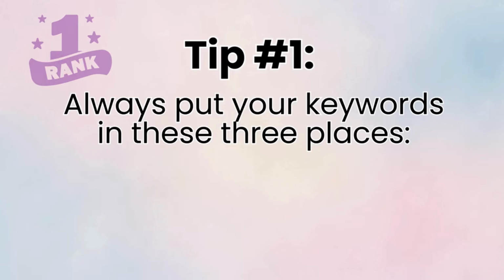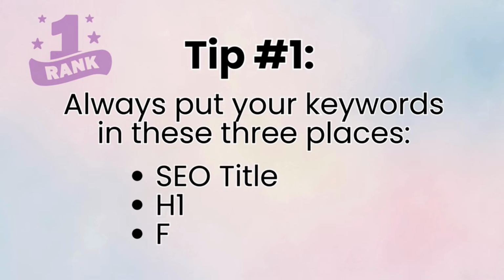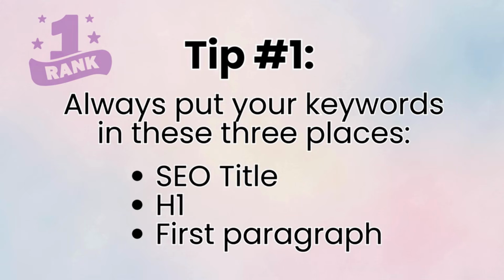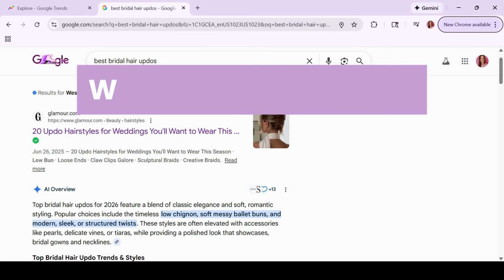Now, tip number 1, this is non-negotiable. This is something you should be doing in every single blog post. You need to put that set of keywords in 3 places: the SEO title, the H1 heading, and you should try to fit those keywords in the first paragraph of your post. Google and other search engines are looking for clues in your content to figure out what it's about and to get it in front of the right people. Putting it in those 3 places makes it extremely easy for it to figure out what that blog post is going to be about. The SEO title is exactly that.